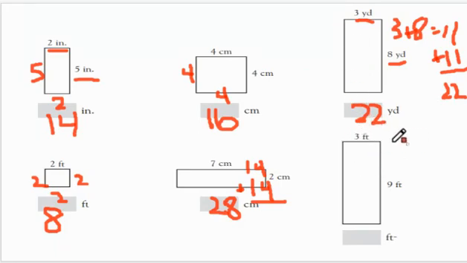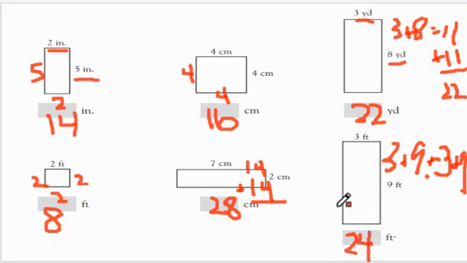And then finally, we have 3 feet plus 9 feet plus, what would this one be? It's the opposite, so it would be 3 feet. Ooh, and 9 feet. Okay, so 3 plus 9 is 12, plus 3 is 15, plus 9 is 24 feet.